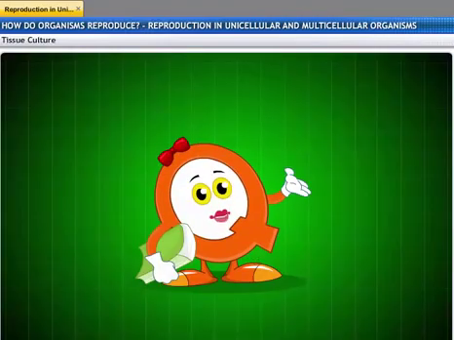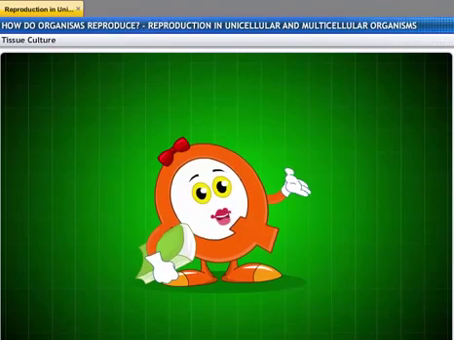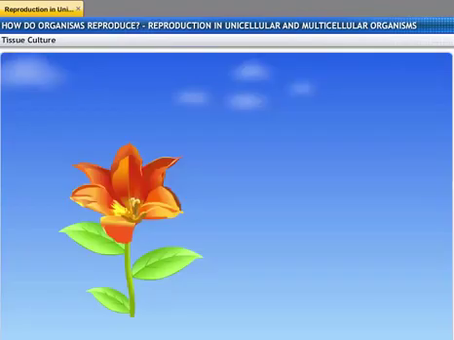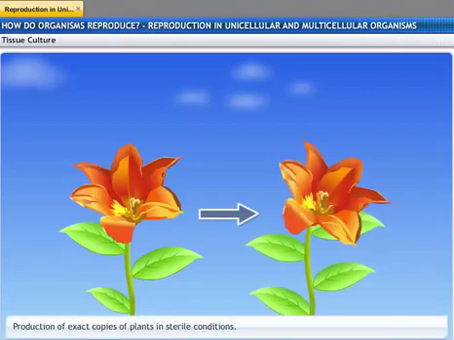Well, let's leave Arnold to enjoy his breakfast. Meanwhile, I have some more interesting information for you. I read about a new advancement in technology that gives us another asexual method for the propagation of plants, tissue culture. The interesting thing about tissue culture is that it enables us to produce exact copies of plants in sterile conditions.